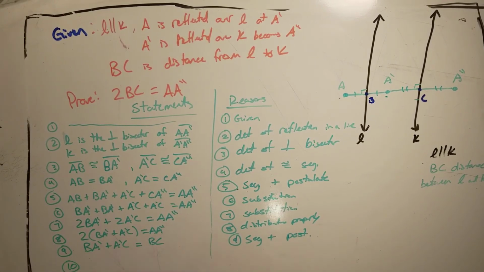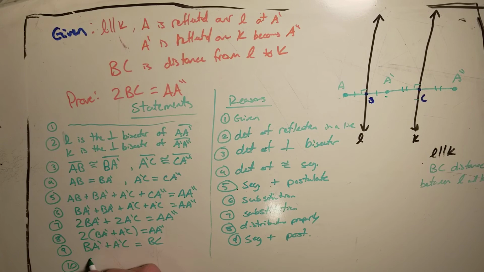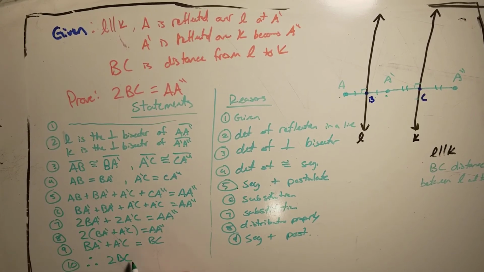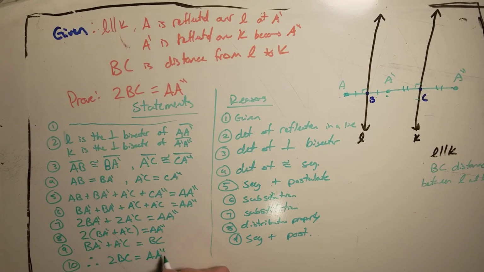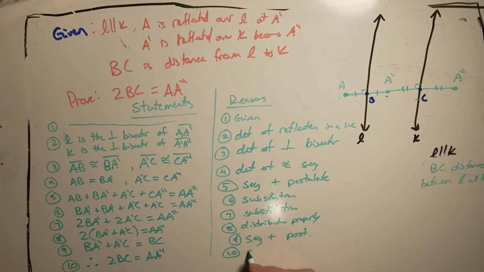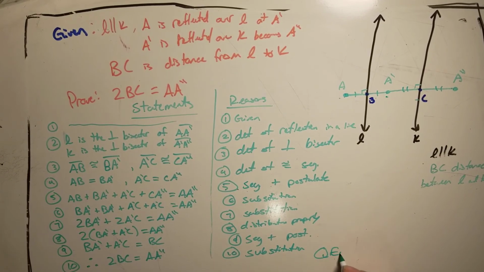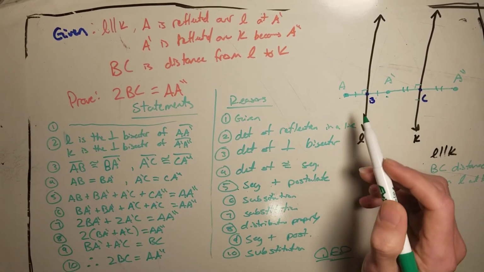Which leads us to our 10th statement here. So therefore, 2 times BC is equal to A double prime. We did that because of substitution, and then we're all done. And there's our proof. So now we've proven that this relationship is true.